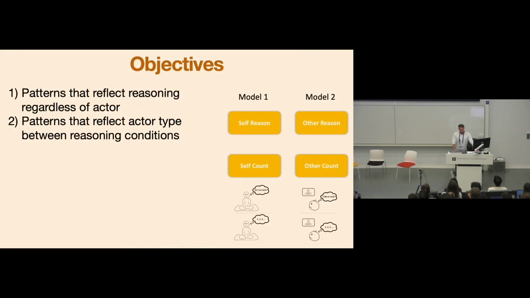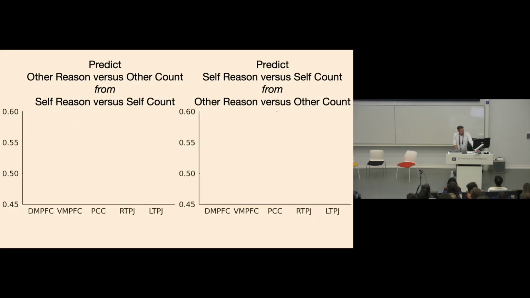We ran 2 kinds of MVPA models. In the first test, we analyzed if there are regions sensitive to the process of mental state reasoning, regardless of the actor under consideration, using cross-classification. So this involved training one model to distinguish the patterns between reasoning and counting for the other actor, and testing whether that model could also distinguish reasoning and counting when reasoning about one's own mind. And we also examined this model in the other direction, training one model to learn differences between self-reasoning and counting, and testing whether that model could generalize to reasoning about another's mind compared to counting that person's breaths.